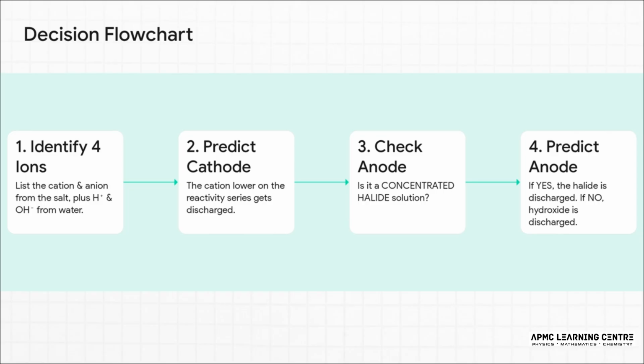That's your winner at the cathode. Step 3, now look at the negative ions and ask the most important question: is this a concentrated halide solution? Step 4, if the answer is yes, the halide wins. If the answer is no, hydroxide wins. Just follow these 4 steps and you will get the right answer every single time.